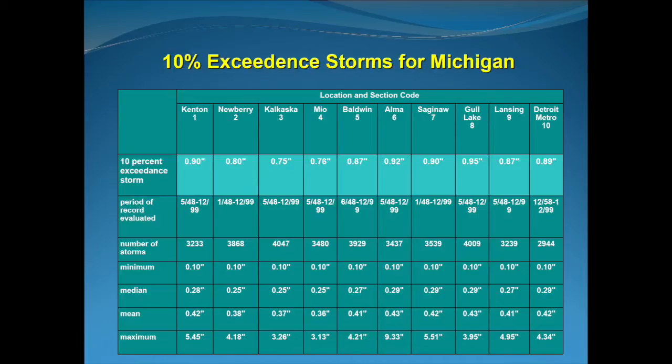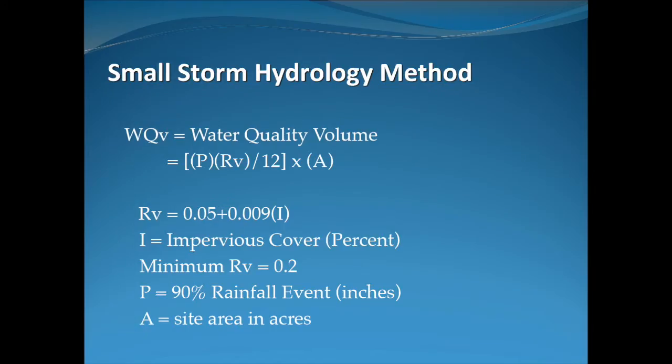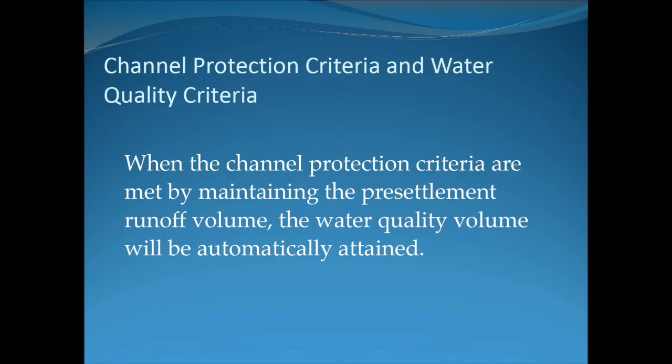I'm going to fly a little bit. That's a small storm. That's just a different way of calculating water quality using the small storm hydrology method. It's very quick and easy. I promise no math. Channel protection criteria. When the channel protection criteria are met by maintaining the pre-settlement runoff volume, I didn't really tell you the difference between pre-settlement and pre-development, but we'll talk about that over the course of the day. The water quality volume will automatically be attained.